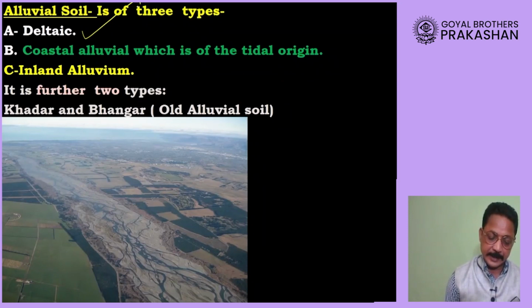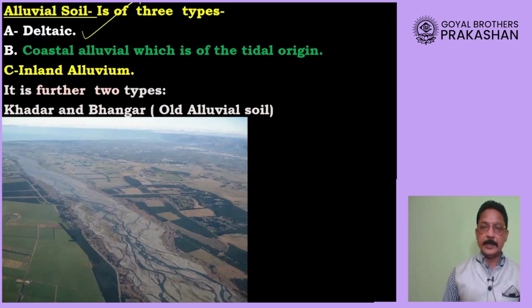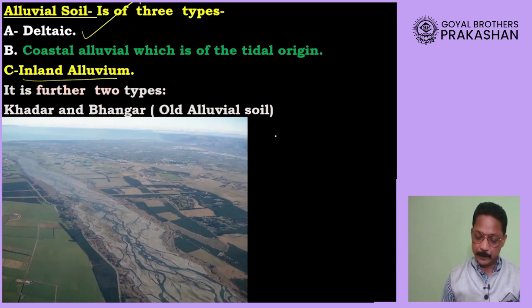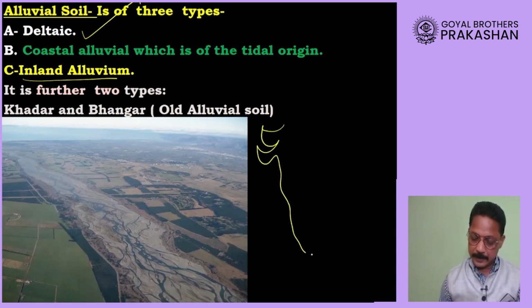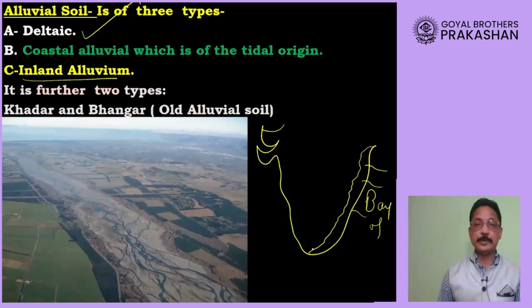First one is deltaic alluvial soil. Then the second soil which we have already studied is deposited near the rivers as well as away from the river. We call it by the name inland alluvial soil. Now which one is the third one? So if I draw here India, then we know here is the Bay of Bengal. Now some soil will be brought by the Bay of Bengal also, which is getting deposited in a coastal area, and we call that soil by the name coastal alluvial soil.